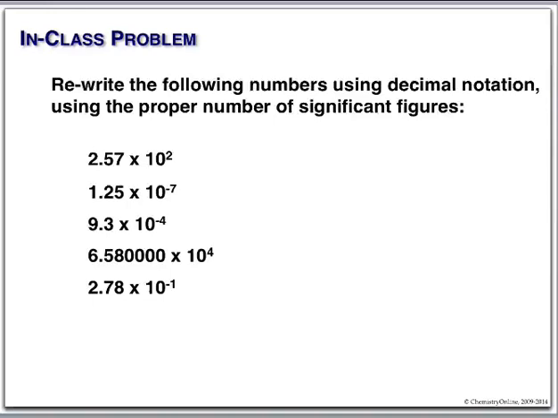This tells us we have three significant figures. Going to multiply it by 10 squared. We have three significant figures. Going to put 6 zeros in front. We have two significant figures. Going to put 3 zeros in front.